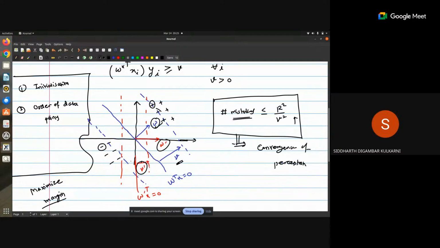So that 10, how do we get it? What is the formula for calculating that 10? R square by gamma square, right? But which gamma do we use for calculating that 10? Because the gammas corresponding to these two W's are different. Yes. So that is another thing. Let's say you and I are both choosing the same W. In that case, your gamma will be the same. So the number of mistakes will be upper bounded by this 10.